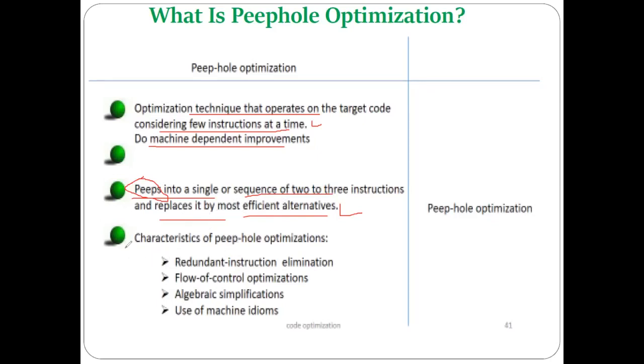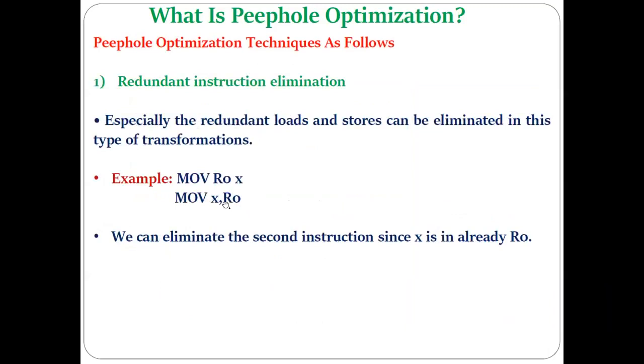Okay. So these are the different techniques that we have already discussed. We have to discuss these techniques in detail. Okay. So our first technique in peephole optimization is redundant instruction elimination.